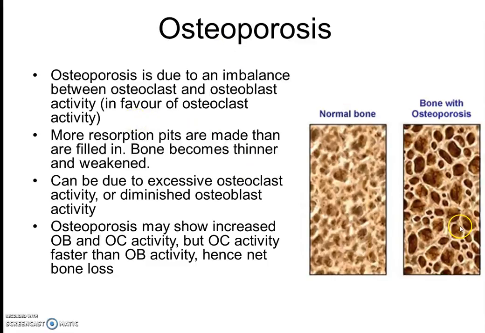So osteoporosis can be due to excessive osteoclast activity or diminished osteoblast activity, with most people thinking it's the diminished osteoblast activity that is the problem. So we've got osteoclasts working at the normal rate, remodeling bone, and osteoblasts trying to fill in the holes made by the osteoclasts but not completely filling in those holes, resulting in a net bone loss.